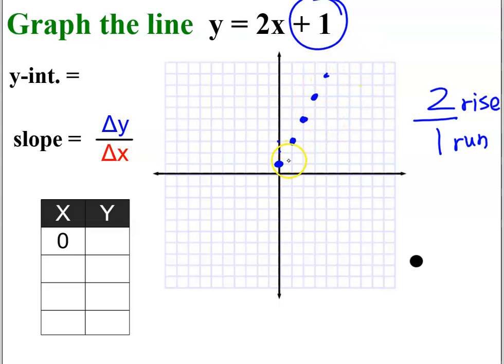If you want, you can even reverse it. Instead of up and right, you can go down and left. Down 2, left 1. Down 2, left 1. Because 2 negatives is the same as 2 positives.